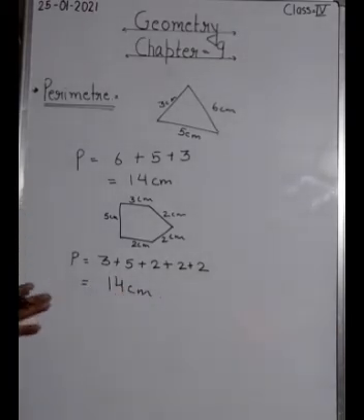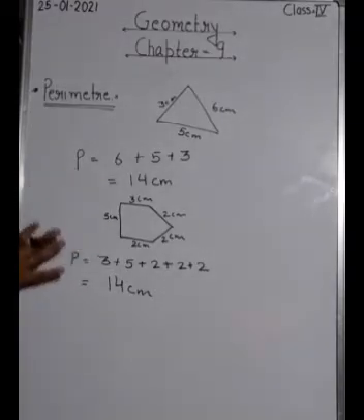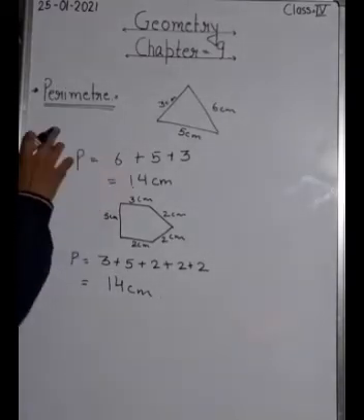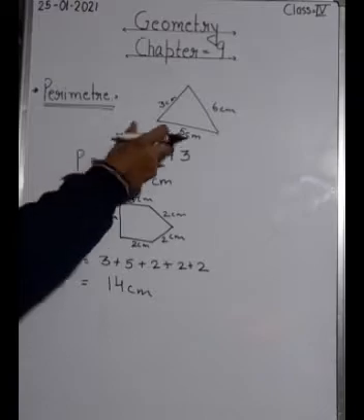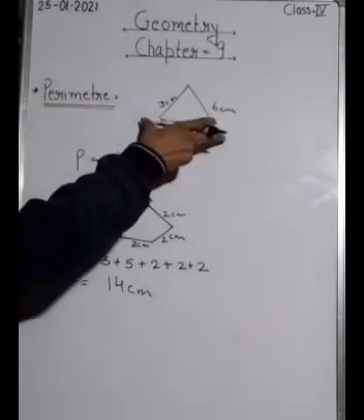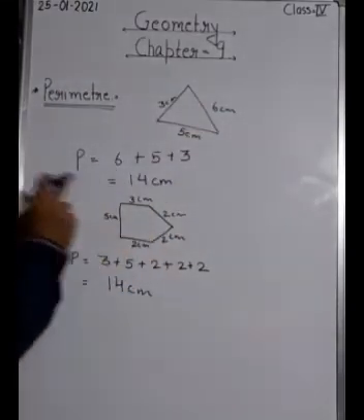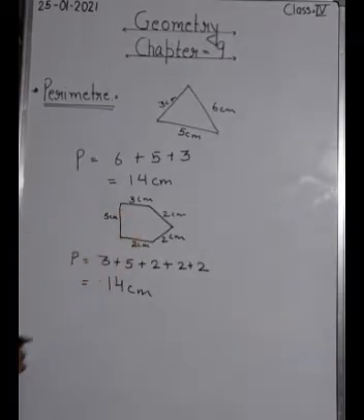Okay. So this is the way of finding the perimeter of any figure. Whether it is a square and rectangle, which we have done, or a triangle, or any figure or any polygon. Okay.